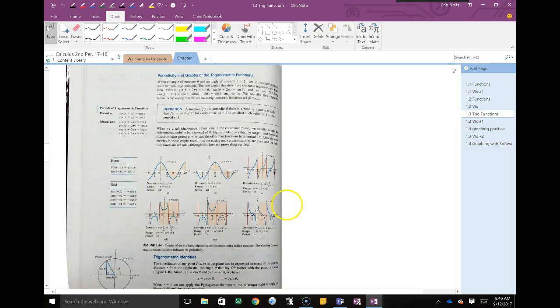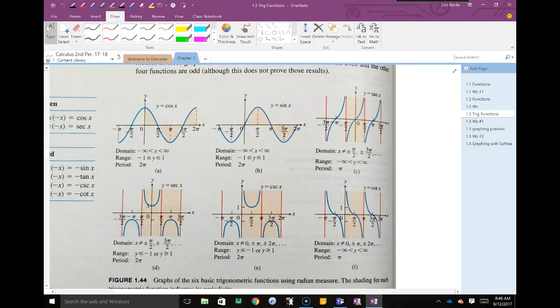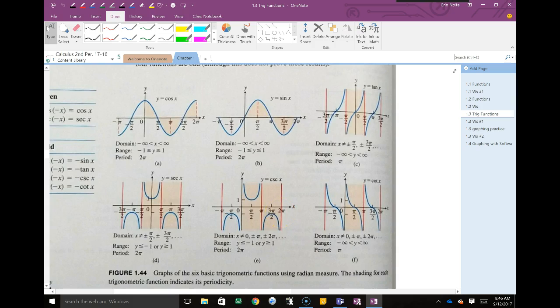All right, so part 2 of this is going to be graphing your trig functions. So you guys remember graphing last year? A little bit? Okay, so hopefully these 6 trig functions look familiar to you. Do you recognize those?